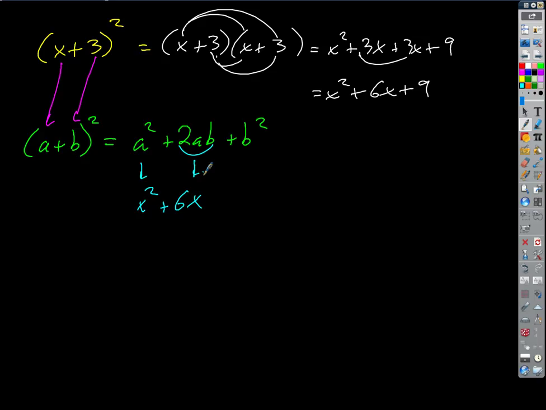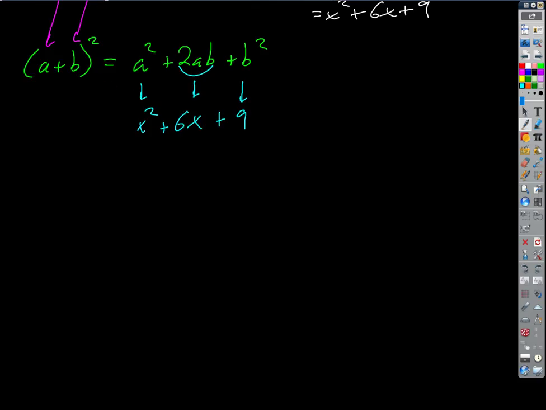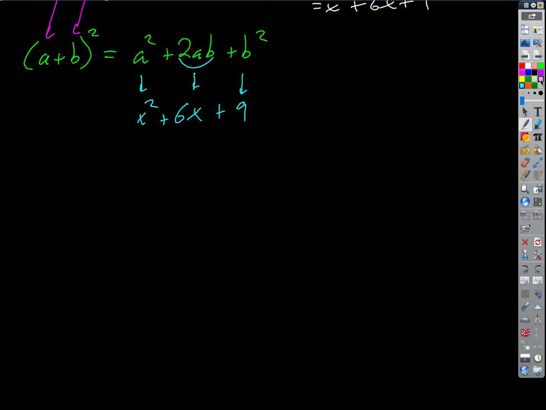And you could do it in your head. It's not hard, right? You're just multiplying 2 numbers and a variable. And then b squared, 3 squared is 9. So look, we can get there in one step, right? It's not a big deal. And we can do bigger binomials that are harder to do otherwise.